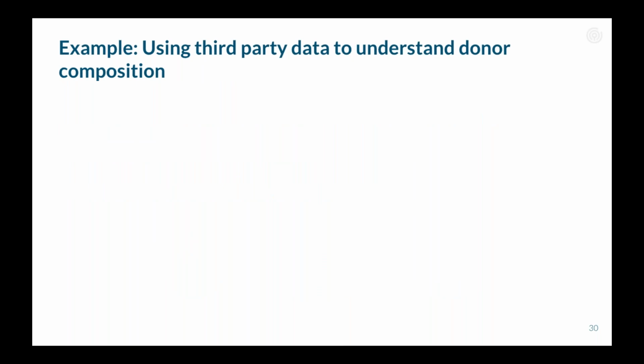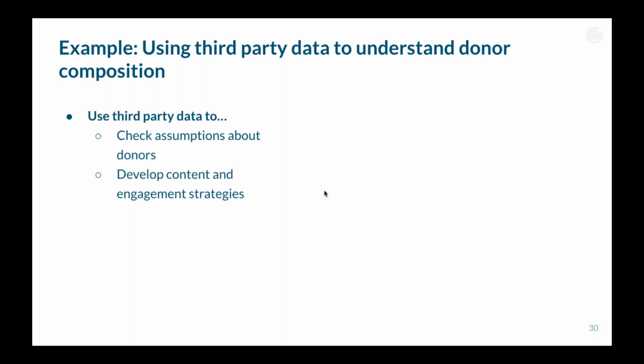So let's talk about an example and when to use third-party data. When it comes to donor management, you can use third-party data to check assumptions that you have about your donors. Based off of those assumptions, you can develop content and engagement strategies. Identify growth opportunities with either your existing donors or new donors, and that's a key aspect of third-party data. You can prioritize where and how to invest your time based off of those learnings. And as well, understand progress to goals that you might have.